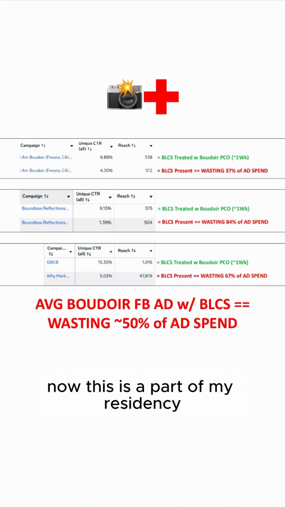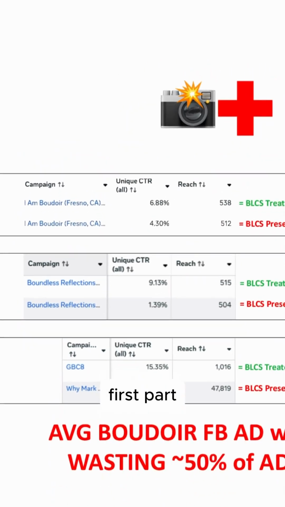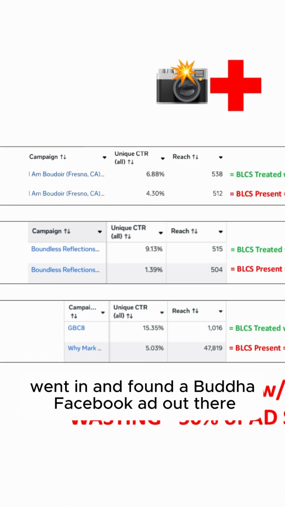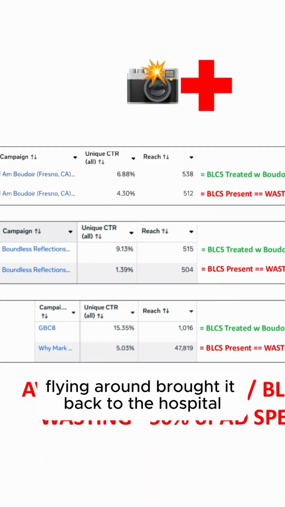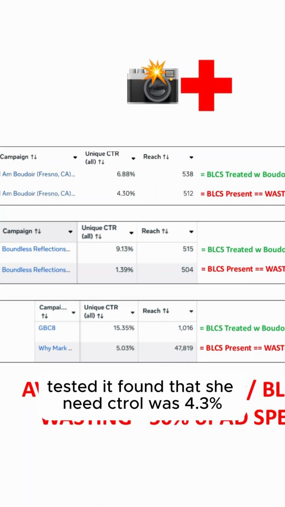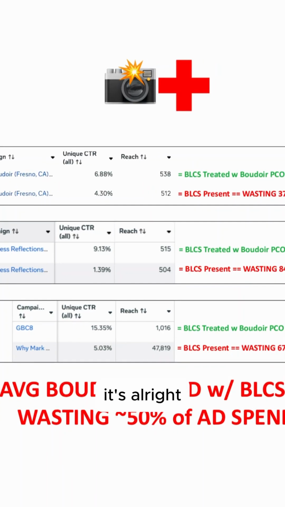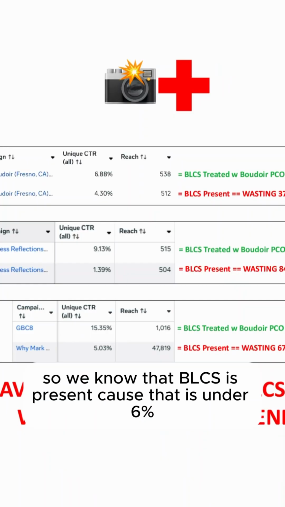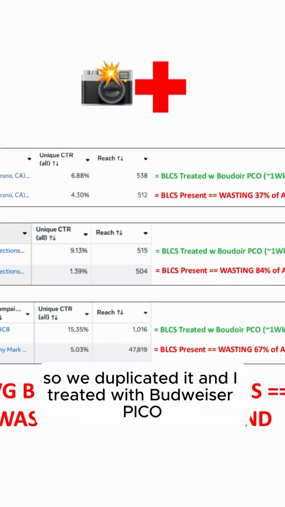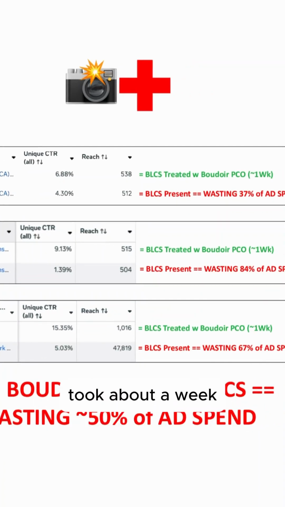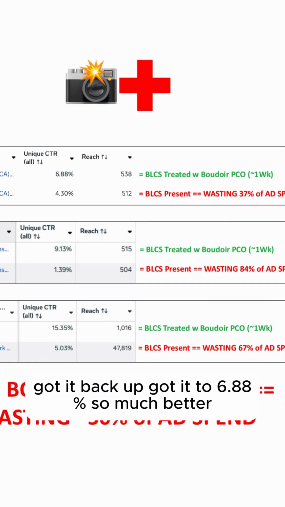Now, this was part of my residency. First part, I went in and found a Boudoir Facebook ad out there, flying around, brought it back to the hospital, tested it, found its unique CTR was 4.3%. So all right, we know that BLCS is present because that is under 6%. So we duplicated it, and I treated it with Boudoir Pico, took about a week, got it back up, got it to 6.88%. So much better.